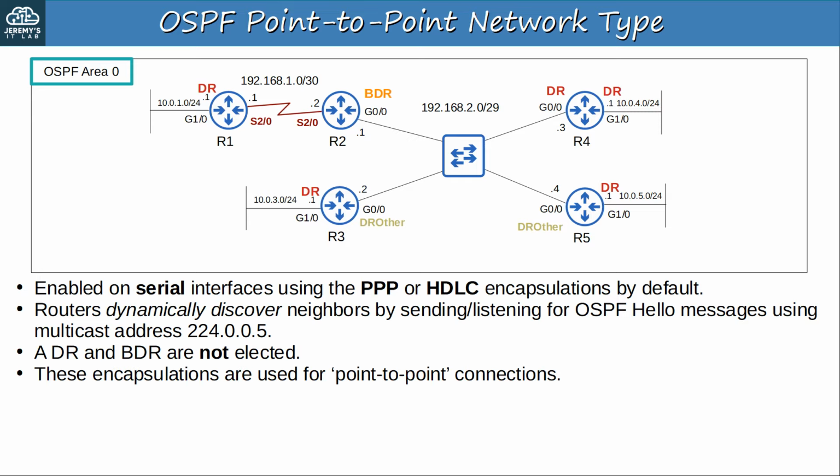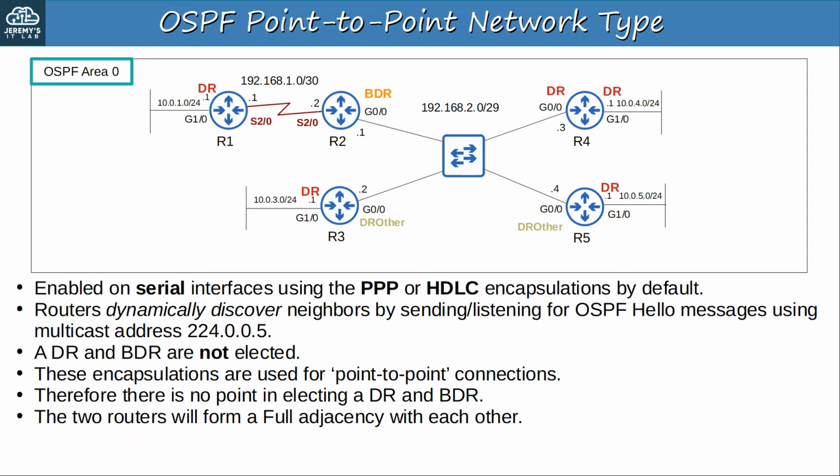As the network type name implies, these encapsulations are used for point-to-point connections between two routers. Therefore, there is no point in electing a DR and BDR. The two routers will form a full adjacency with each other, without the need to elect a DR and BDR.